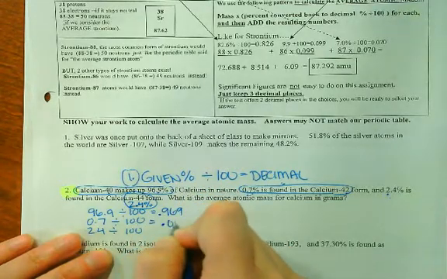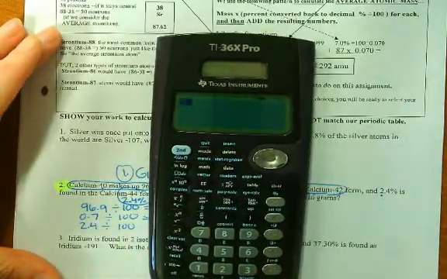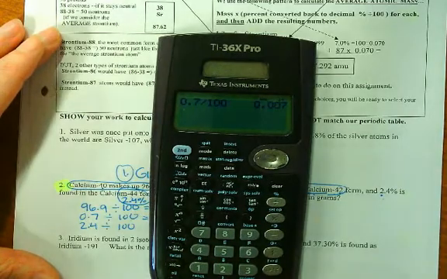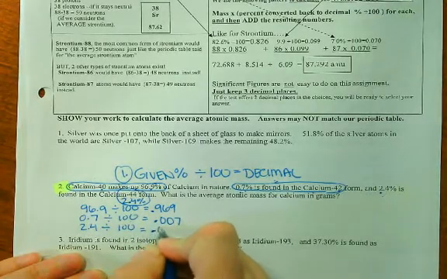This will be 0.007. Okay? So check that out. 0.7 divided by 100, 0.007. And this one is going to be 0.024.